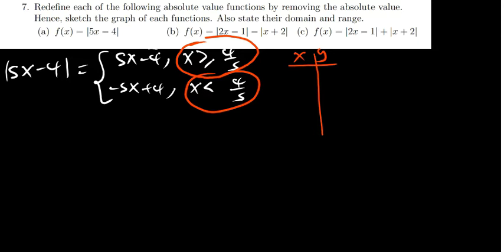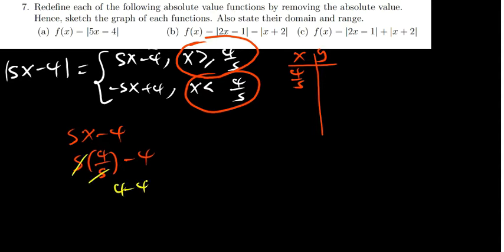If x is 4 over 5, what will be my value of y? I have my function, which is 5x minus 4. If I put x to be 4 over 5, what will be my value for y? So 5 times 4 over 5 minus 4. We can clearly see that the 5 and 5 will cancel. I'll have 4 minus 4, which is going to be 0.